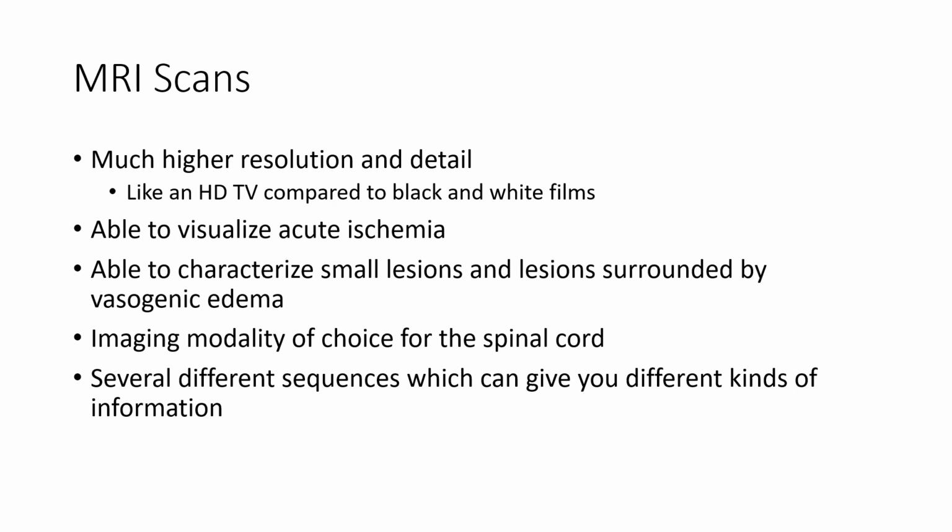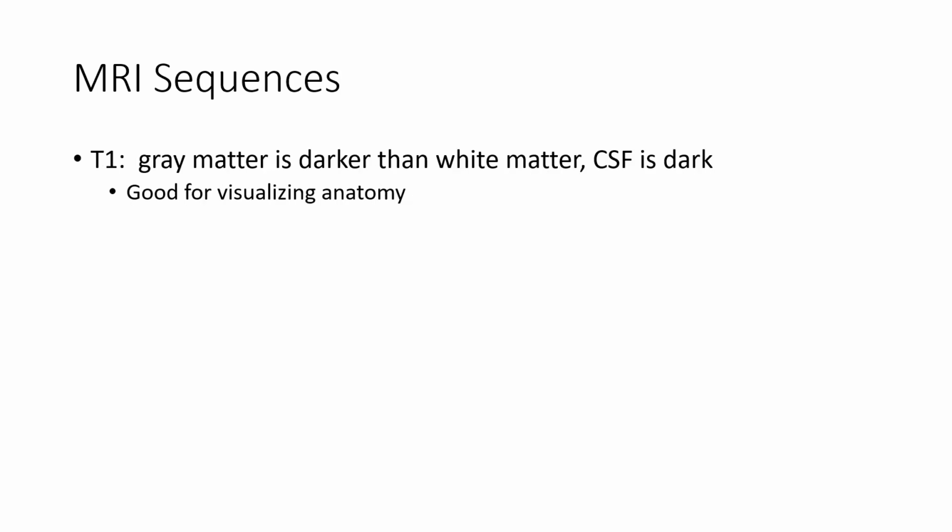When you get a CT scan, you really get a non-contrast CT scan, and then potentially you can get a post-contrast sequence as well. On an MRI scan, there's actually several different sequences which can give us lots of different kinds of information.